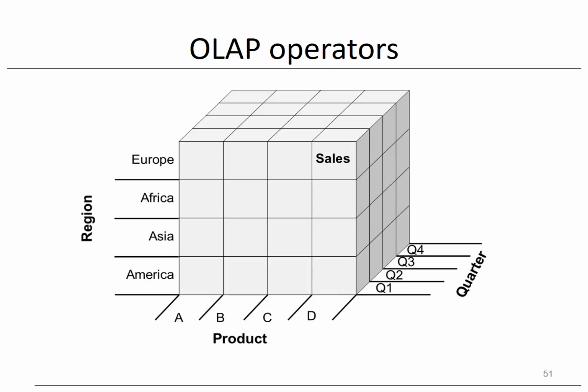Various OLAP operators can be used to interactively analyze the data and look for interesting patterns. In what follows, we illustrate them using the cube displayed here. This cube has 3 dimensions: product, region, and quarter. The data in the cells represent the sales corresponding to each combination of dimension values.